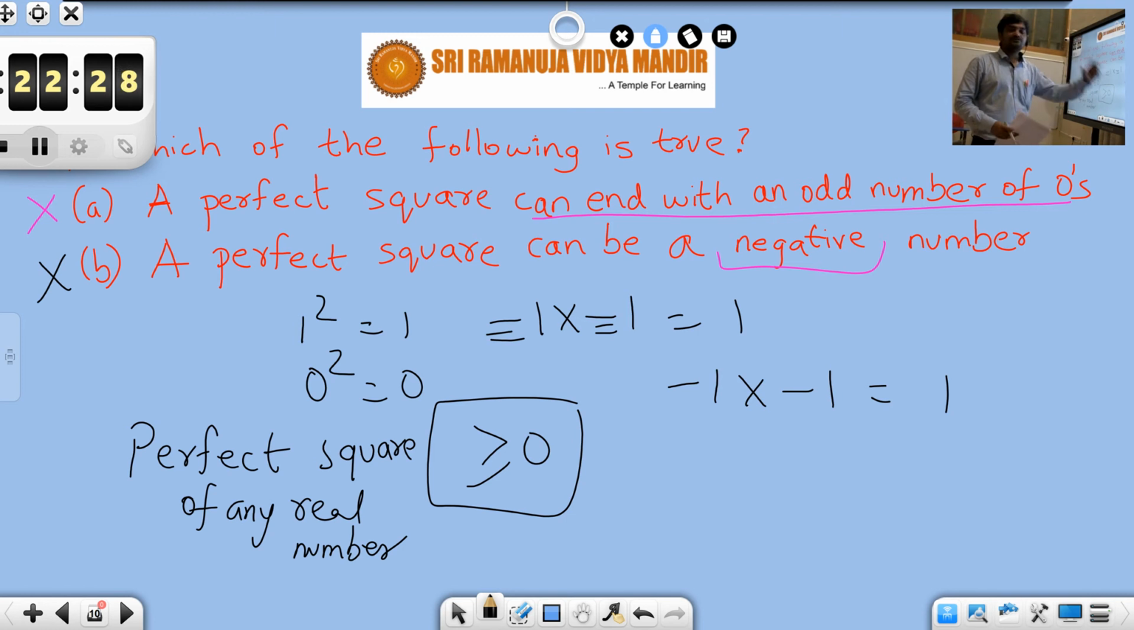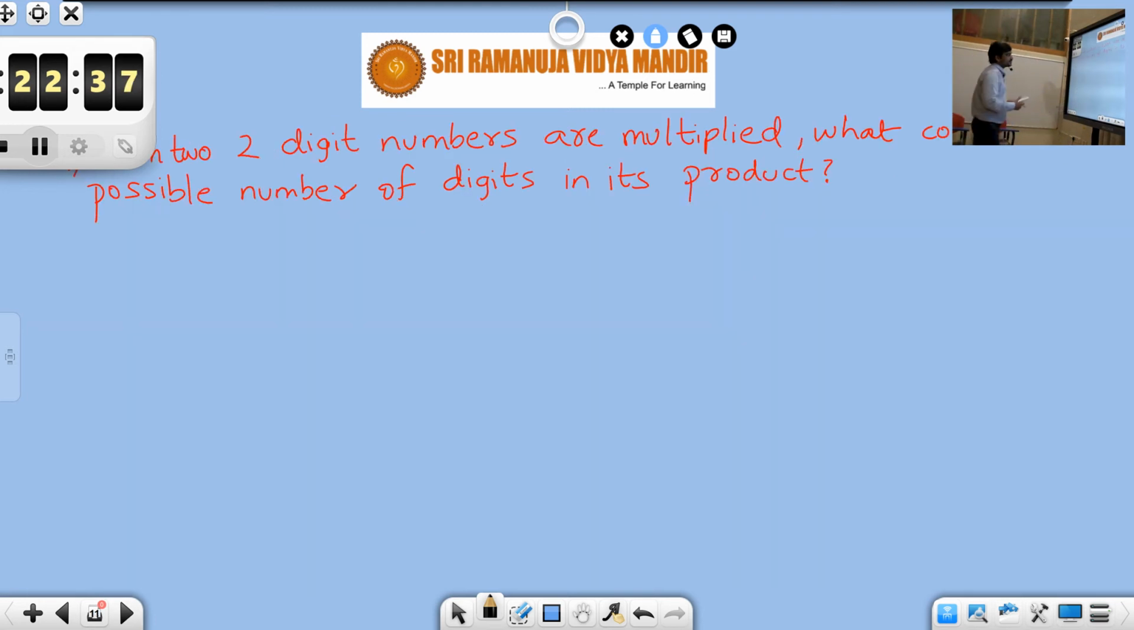Right? Option A is wrong, option B is wrong, and option C, both A and B, even option C is wrong. So we are left with option D. Okay. Let's look at the next question. When two two-digit numbers are multiplied, what could be the possible number of digits in its product?